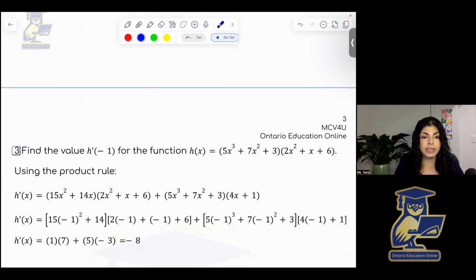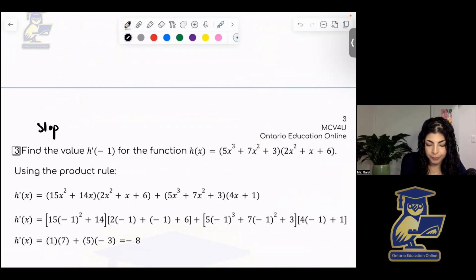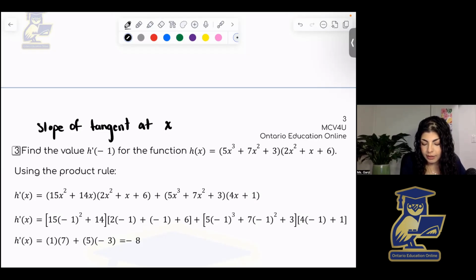Now, our next example, we're told to find the value of h prime of negative 1 for the function h of x. So this is just asking to find the slope of the tangent at x is negative 1. So let me write that. Slope of tangent at x is equal to negative 1.